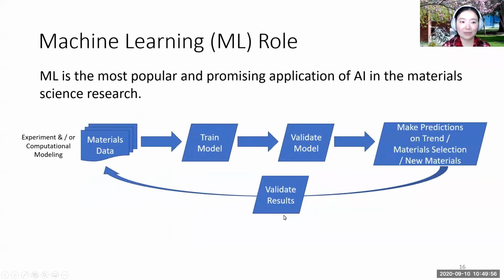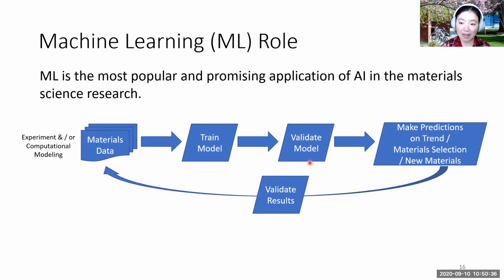Based on my understanding, in materials science, machine learning is the most popular and promising application of AI, and this is how I view the role of machine learning in materials science research. Firstly, we need some experiments or computational modeling to generate data, a bunch of materials data. We use some data to train the model, and then another set of data to validate the model.